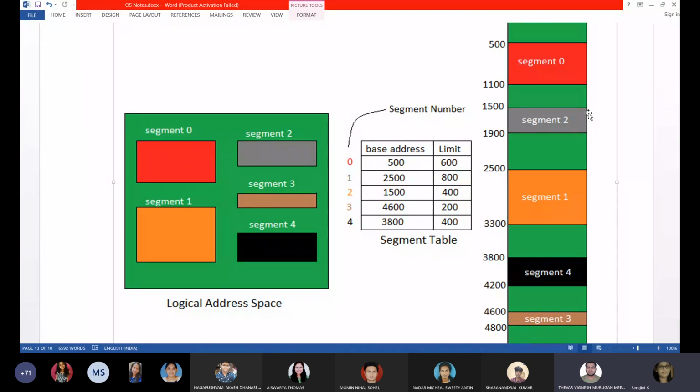What is external fragmentation? When I say the word external, it is external to the segment, outside the segment. When I was talking about internal fragmentation in paging, it is inside the page. Here when I say external fragmentation, it is outside the segment. Here we are talking about segments, not pages. Now segment 0 is loaded here. Segment 2 is loaded here, 3, 1 loaded here, like this. Assume that somewhere here, there is a small space left.